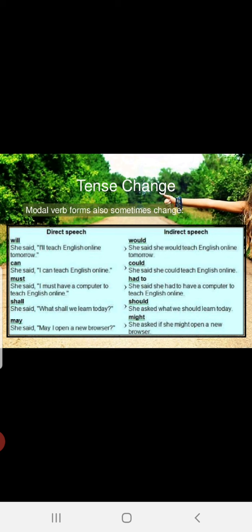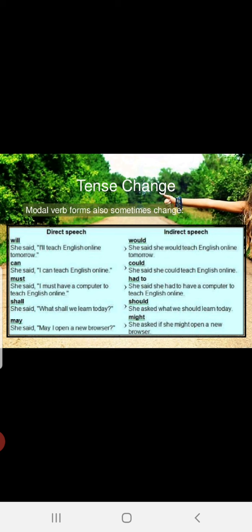Sometimes, will becomes would in indirect speech. She said, "I will teach English online tomorrow." She said she would teach English online tomorrow. "I will" became "she would." Fine. Can: She said, "I can teach English online." She said she could teach English online.